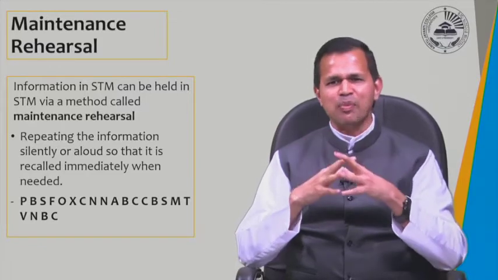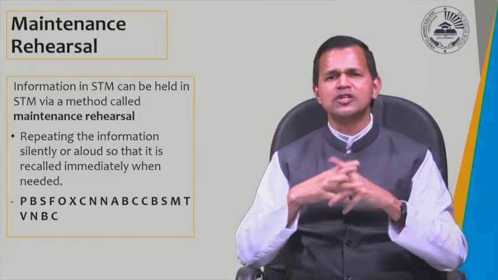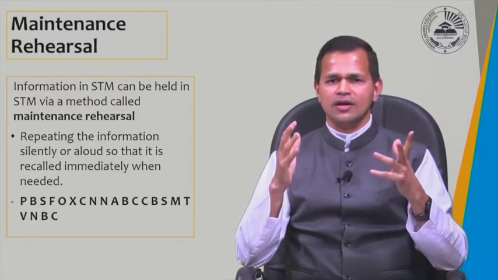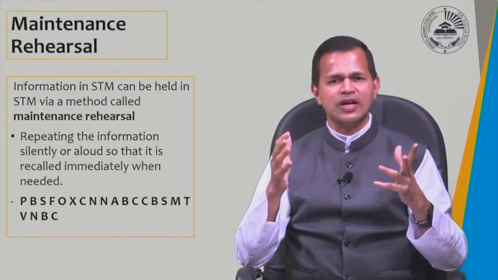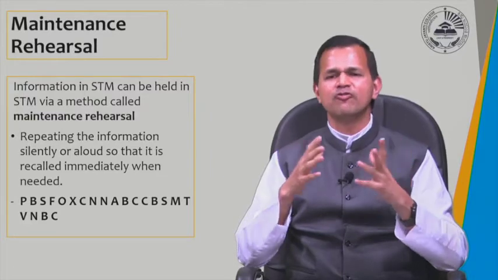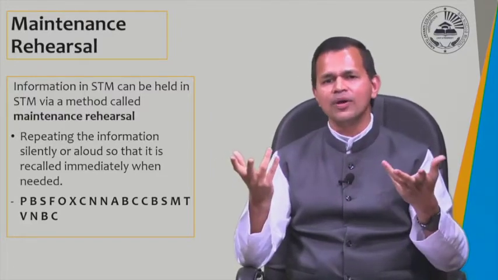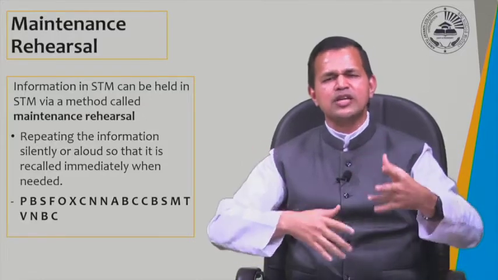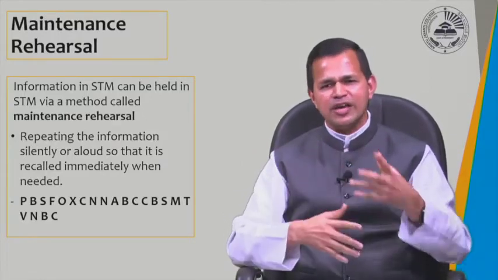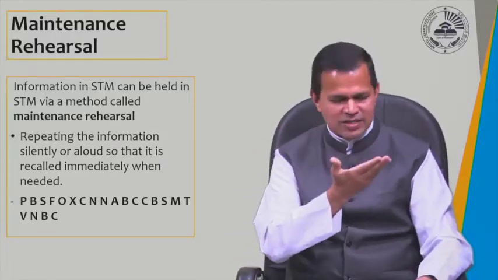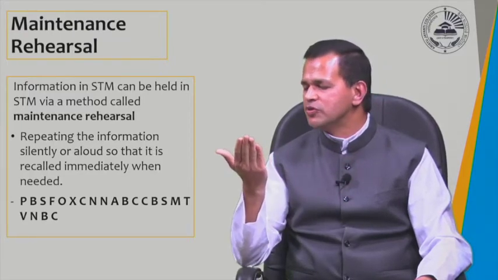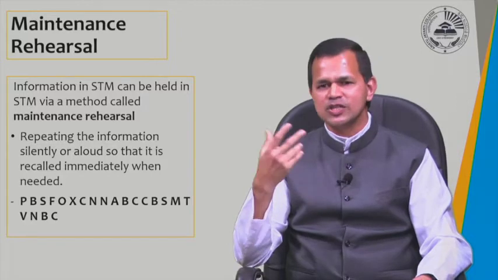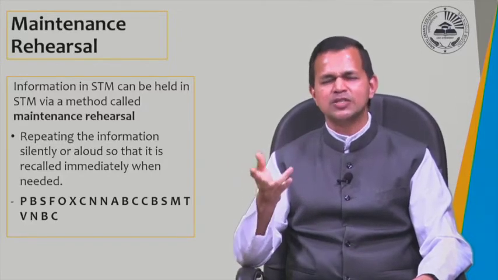Let us look at what maintenance rehearsal is. Information in short-term memory is held by a method called maintenance rehearsal, which is the repeating of information silently or aloud, so that it is recalled immediately when needed. So we are trying to maintain it. We are reading it out loud or silently going through it. And once you finish one paragraph, you come back and read it again, or you understand it again. So that is called maintenance rehearsal.